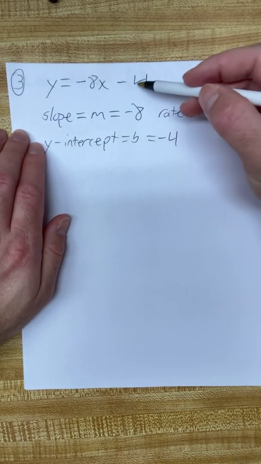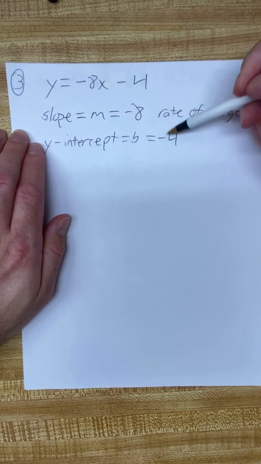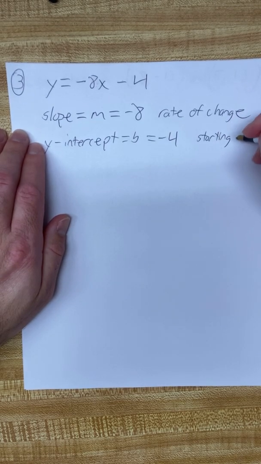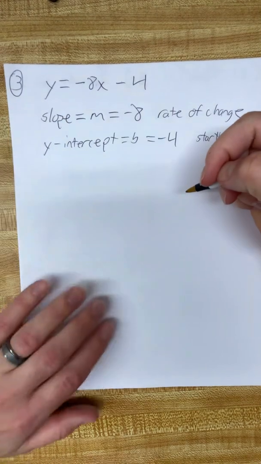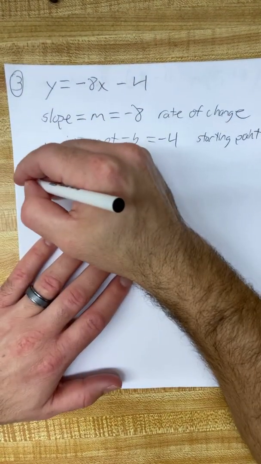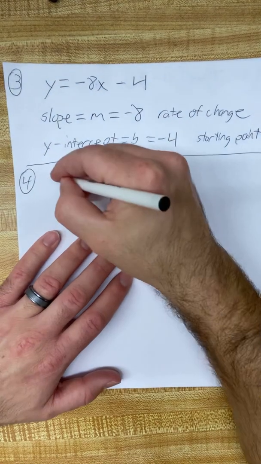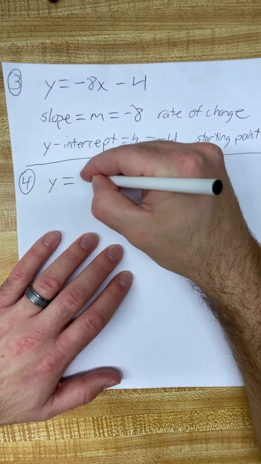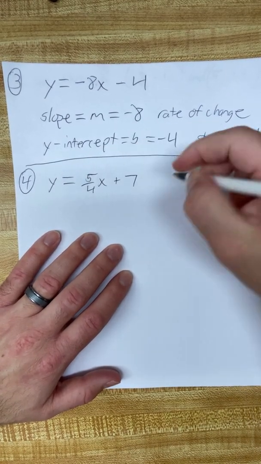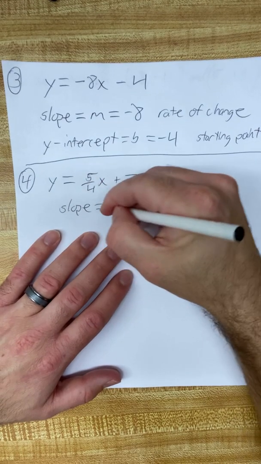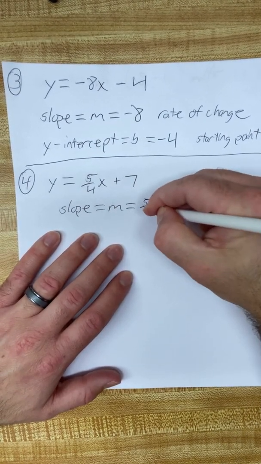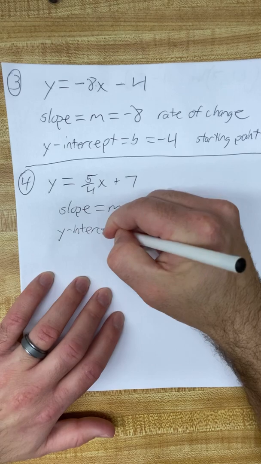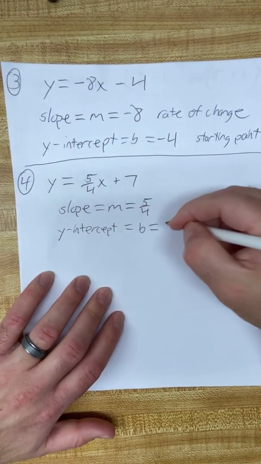So again, if this is plus 4, your y-intercept's at positive 4. If this is minus 4, your y-intercept's at negative 4. So this is kind of like your starting point. Okay, that's what that y-intercept is. And let's just do one more here. So again, your slope, which is m, is going to be 5/4. And my y-intercept is b, and that's 7 here.